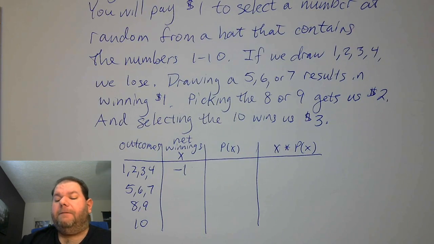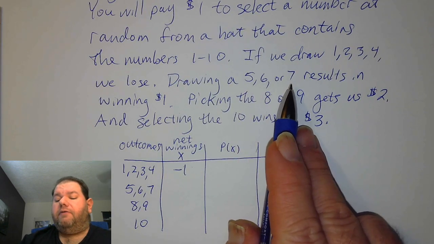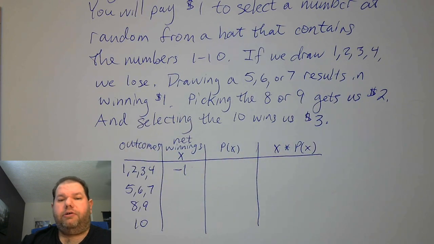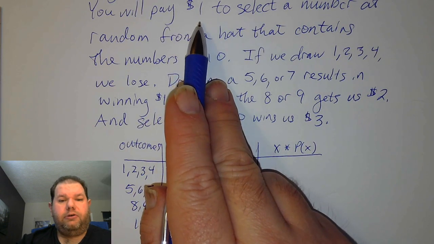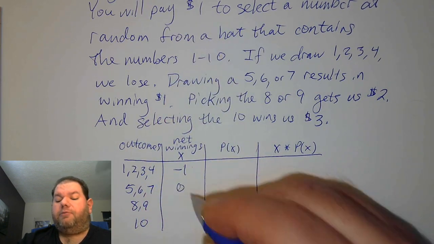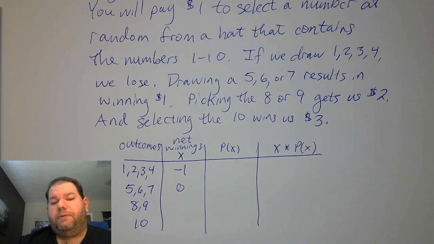Okay? If we draw a 5, 6, or 7, it results in us winning $1, but that just means we got our dollar back, and we've now broken even. Okay?